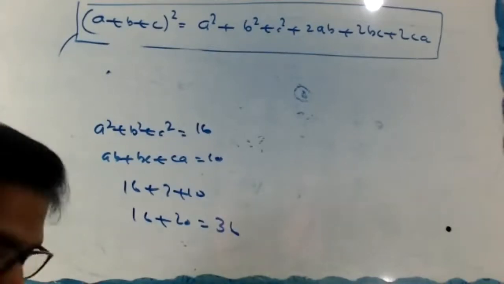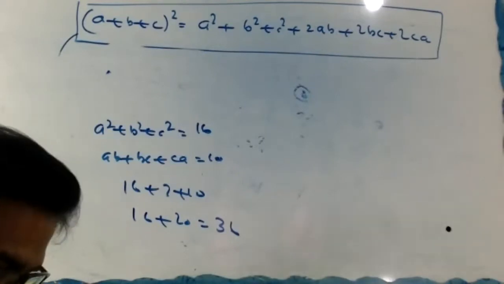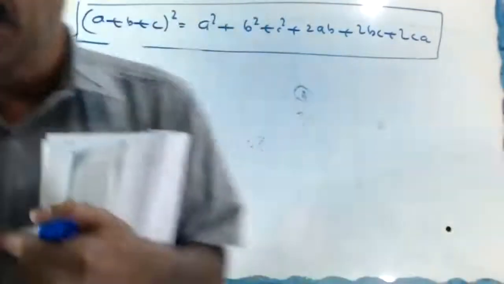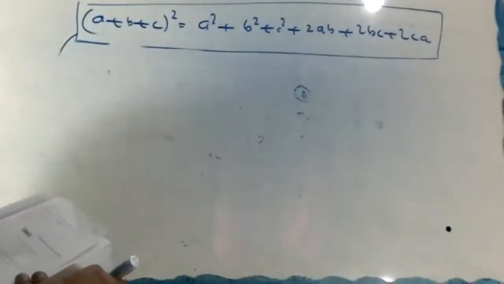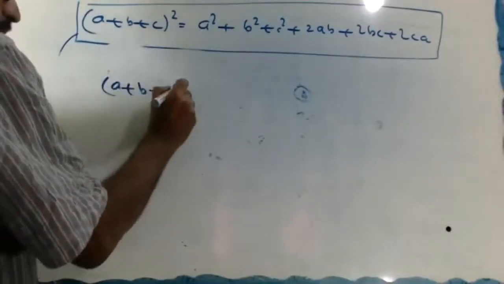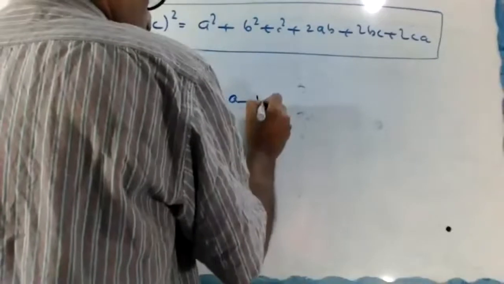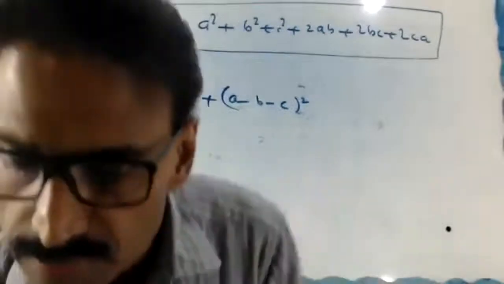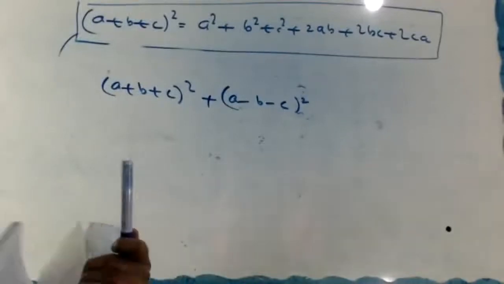Okay, now finish. Now, one more question this time. Then we'll go to another identity. Okay, look, you try this question now. You have to try. Simplify (A plus B plus C) whole square plus (a minus b minus c) whole square. Okay, try this one. A plus b plus c is already here. You find this one and add and get the answer.